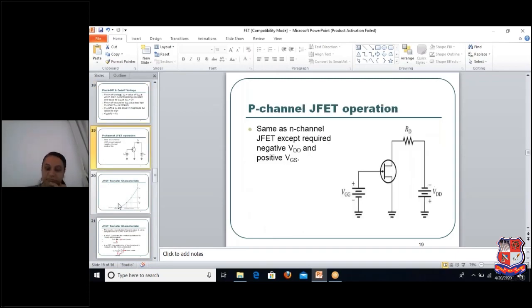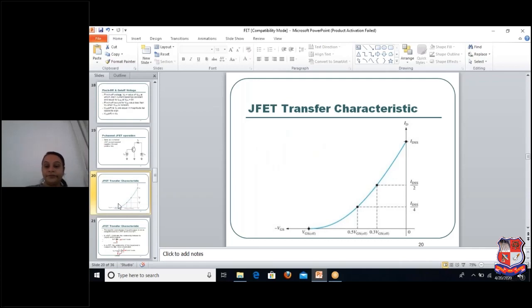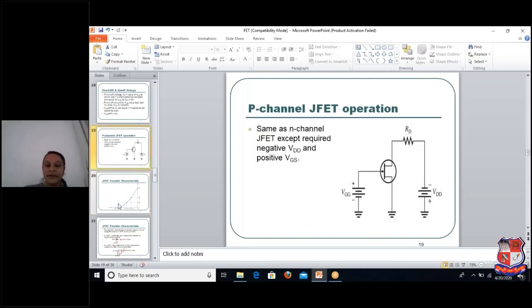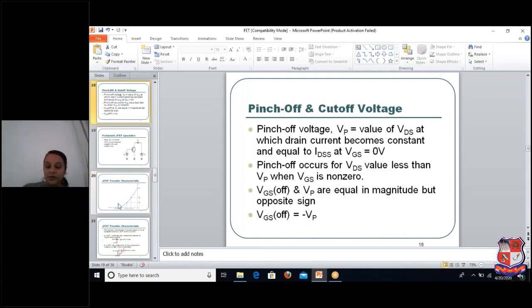So these are the same operation of a JFET for the P channel, and these are the transfer characteristics. So what happened in the transfer characteristics? At pinch-off voltage VP, the value of VDS at which the drain current becomes constant and equal to IDSS at VGS equal to 0.